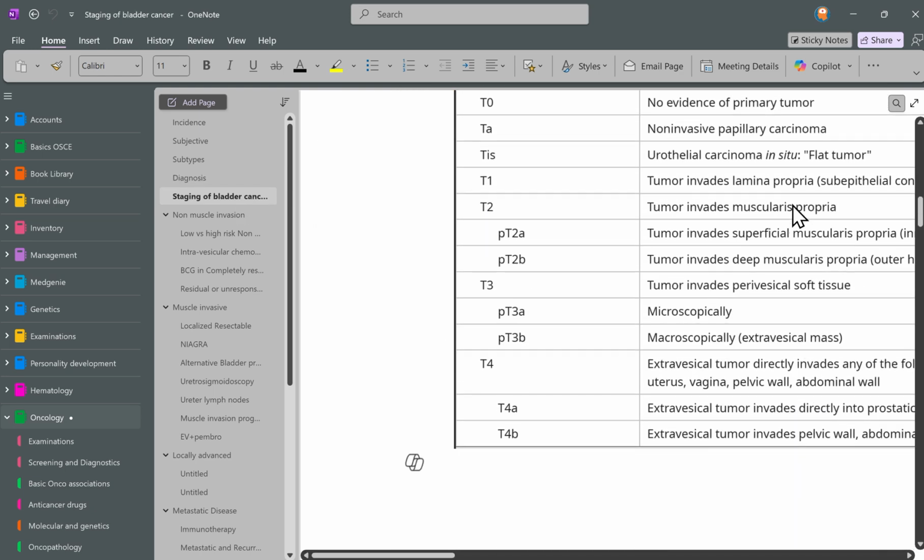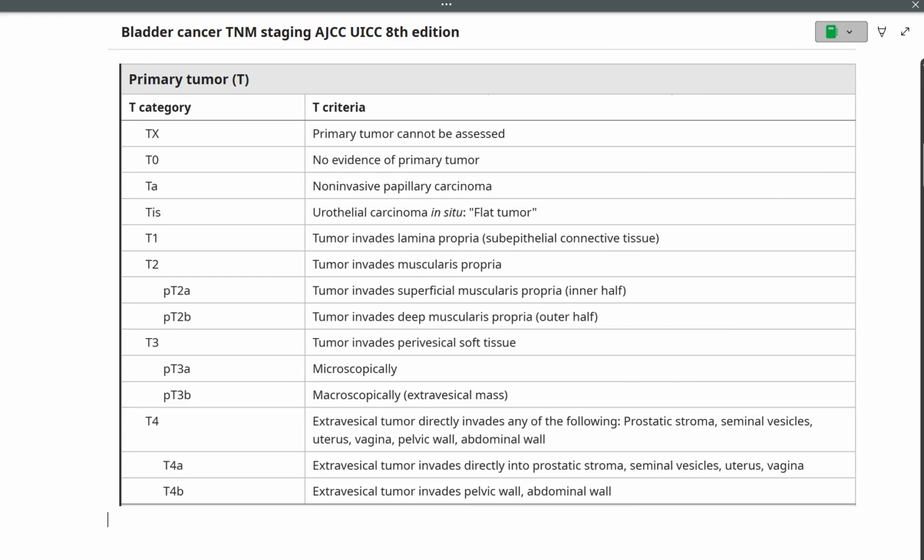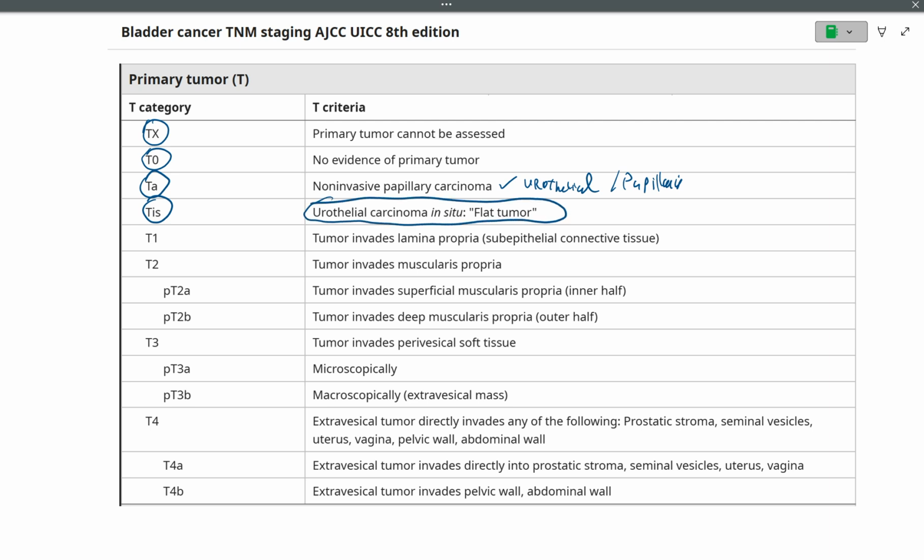Staging is based on the AJCC edition, where you will have TX, where the primary tumor cannot be assessed. T0 is no tumor. Ta is non-invasive papillary carcinoma. It is not urothelial, but it is papillary. And Tis is urothelial carcinoma in situ.